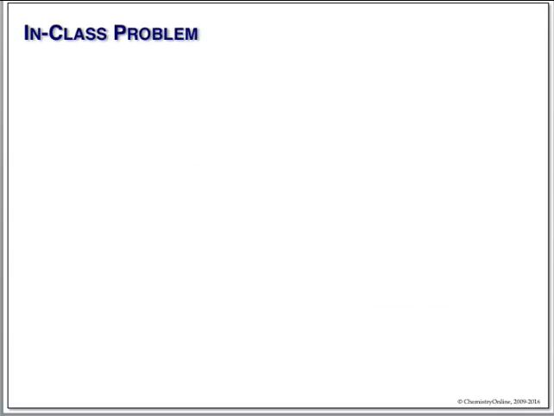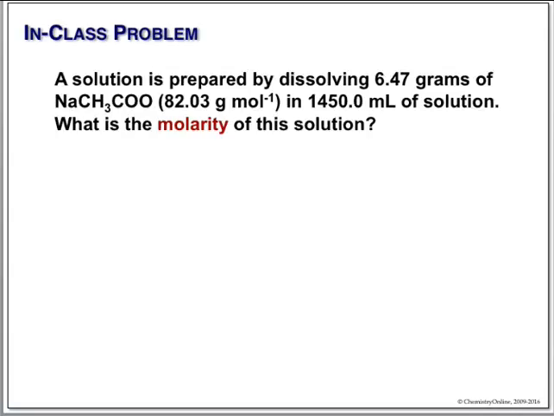Let's do a very similar problem, and I'll hush a little bit. This is sodium acetate, 82 grams per mole. We have 6.47 grams of it, and we're in 1.45 liters. What's the molarity? Go ahead and set it up. You have to calculate moles. Remember, mass over molar mass is moles. Then simply divide by liters.